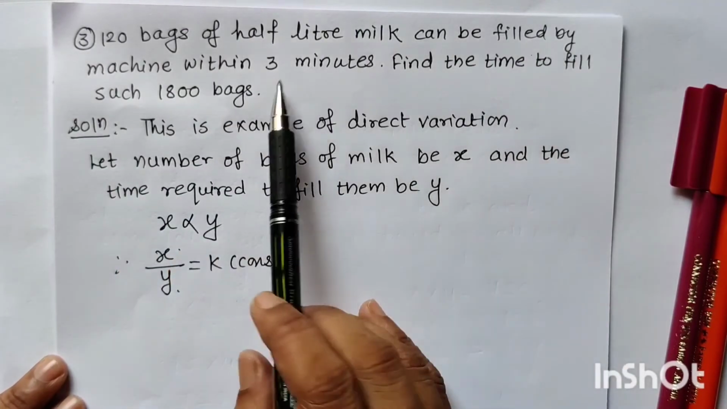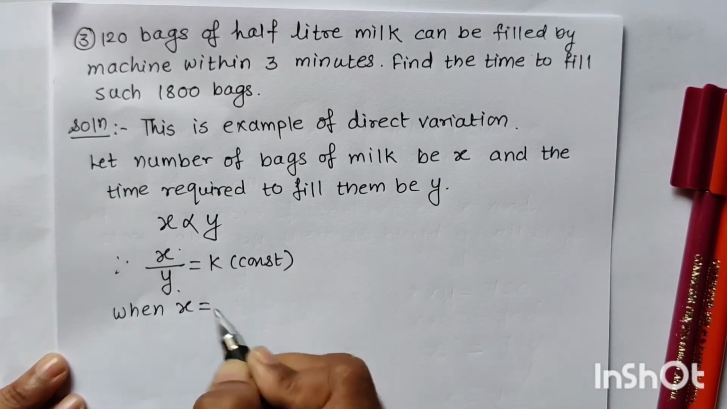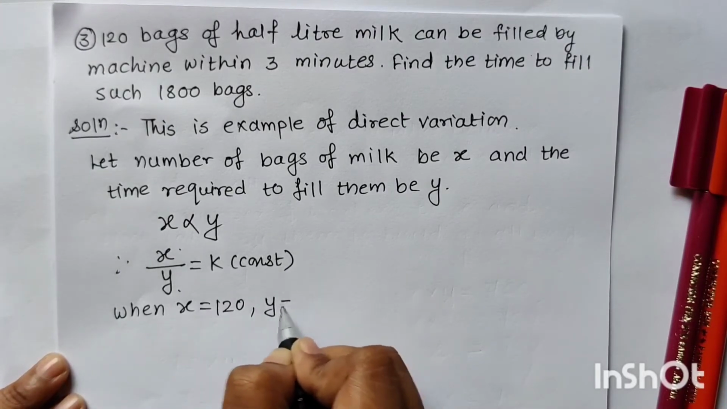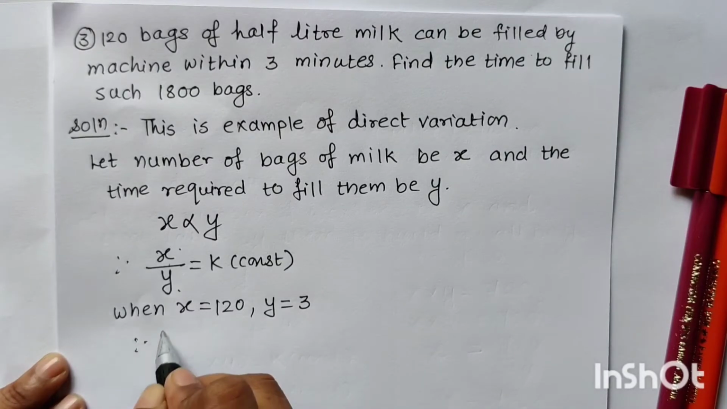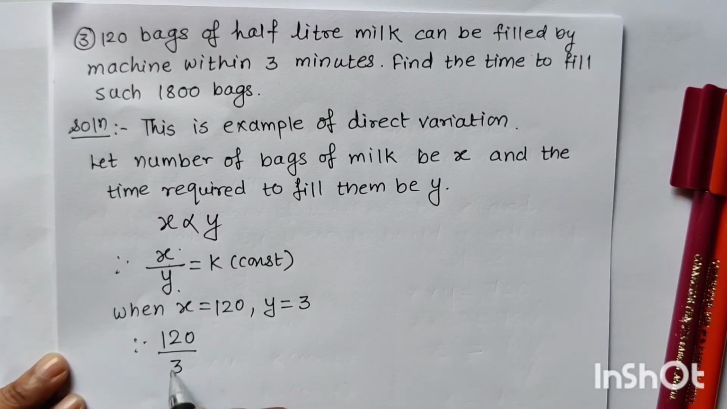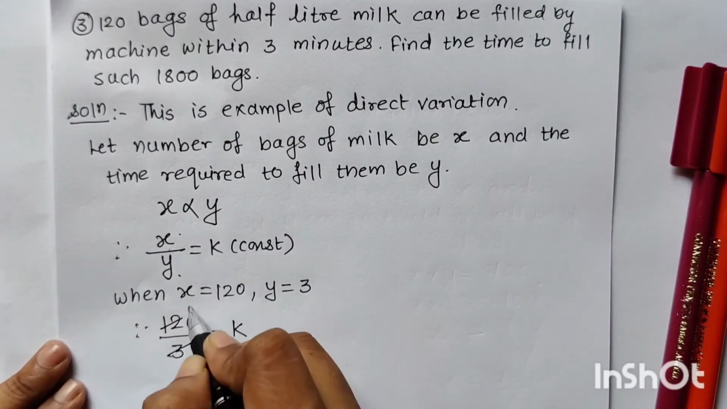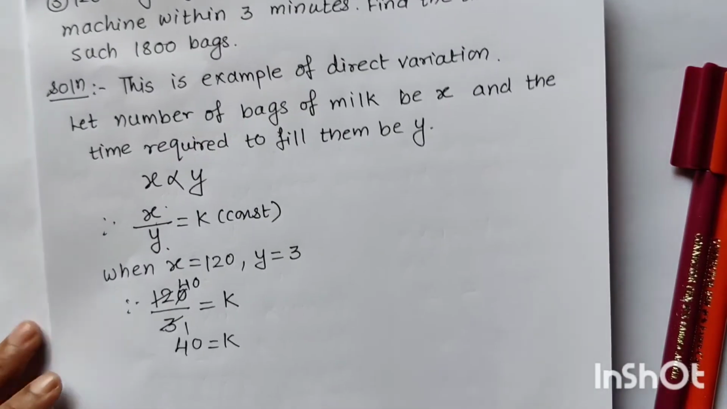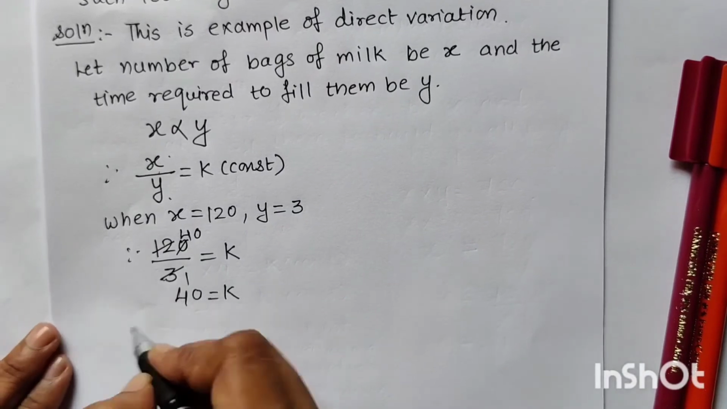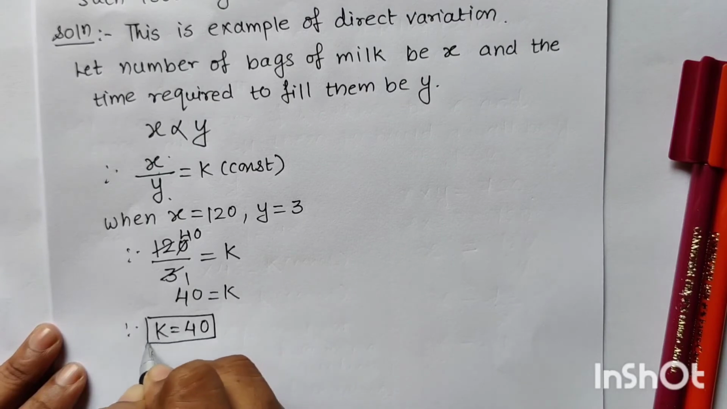120 bags and time is 3 minutes. So, when x is equal to 120, time taken is 3 minutes. y is equal to 3 minutes. Put the value here. In place of x, we write 120. In place of y, we write 3, is equal to k constant. Now, is it possible to cancel? Yes. 3 1s are 3, 3 4s are 12, 3 0s are 0. 40 is equal to k. That means the k value we are getting is 40. So, therefore, k is equal to 40 is what? It is a constant of variation.